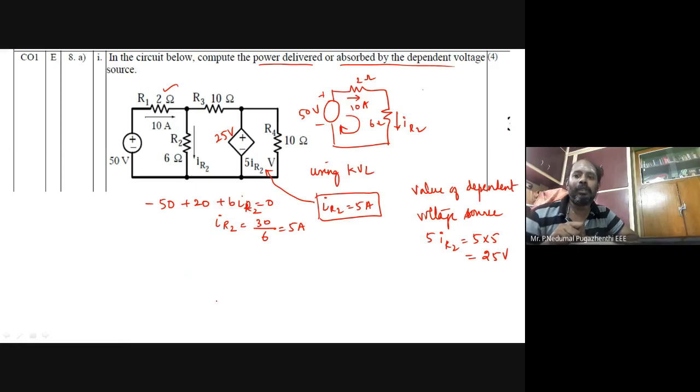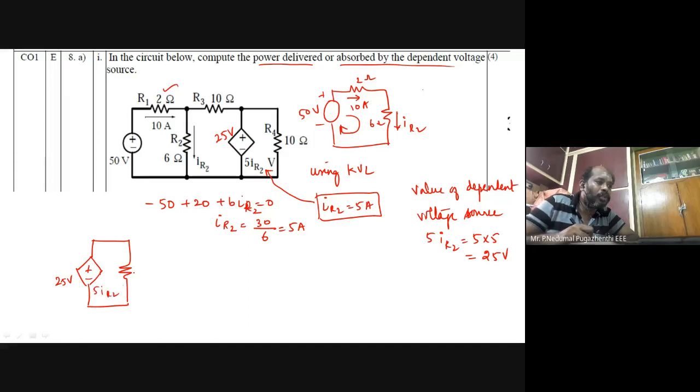Is that right? It is going to be 25 volts. You can see that this dependent source and this 10 ohm resistor, this 25 volt, that is your 5 IR2, and this is your 10 ohm, are in parallel. Am I right? So the voltage across this 5 IR2, that is this dependent voltage source, will be the voltage across this 10 ohm resistor. The voltage of this is also going to be 25 volt.